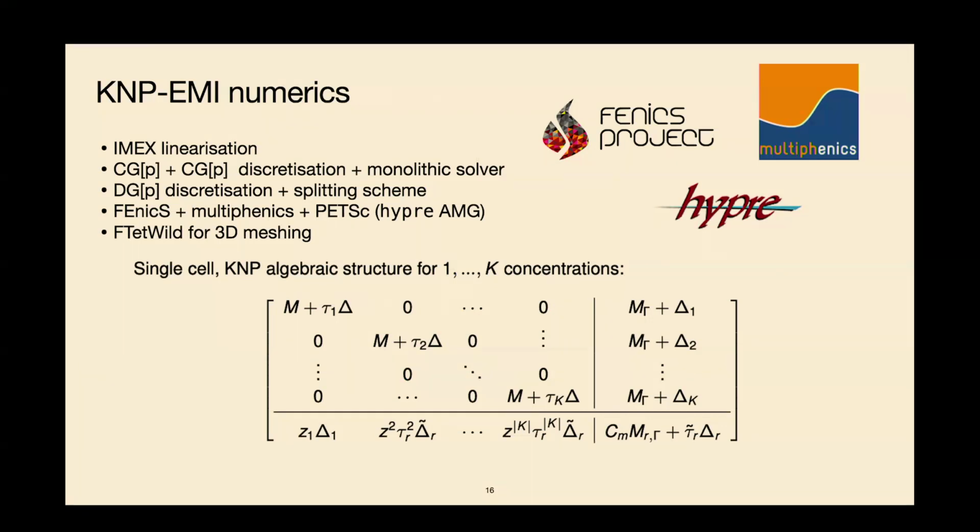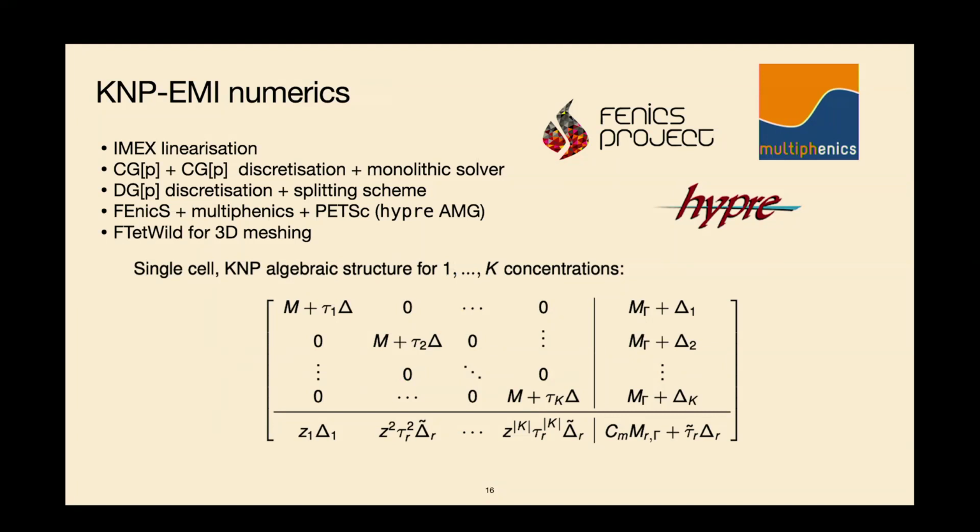But another option is to use DG, just DG everywhere, because of course you have these jumps. So DG is very convenient with that respect because you don't need any external module. But the problem is that you get much more memory. So that's a bit of the trade-off. And for the meshing, we use fwild, which is very convenient for meshing complex structured surfaces, essentially. And this is the algebraic structure of the KNP-EMI problem.